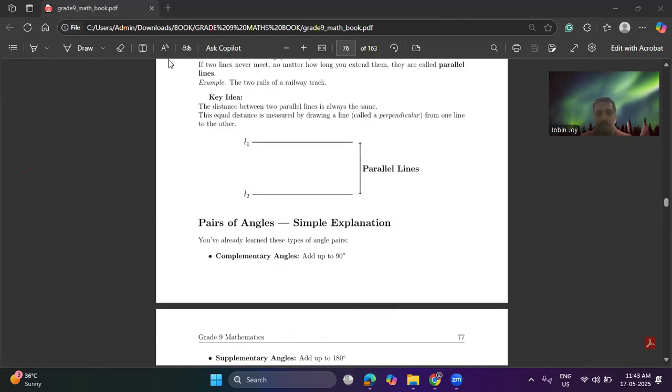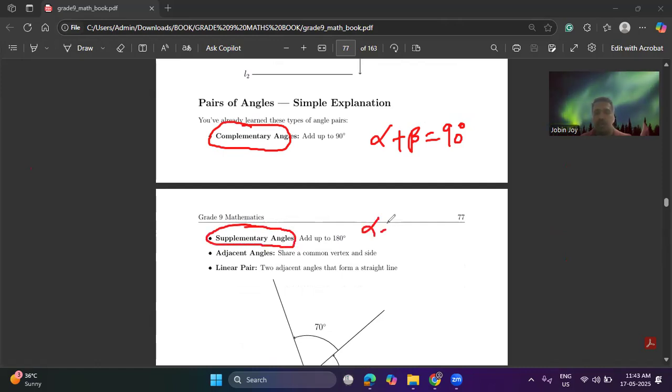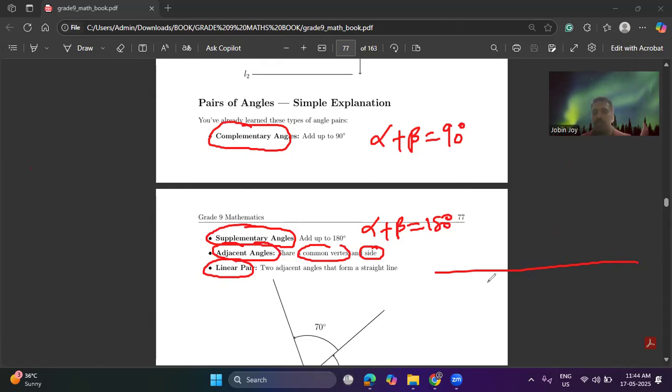Then we already discussed what is a complementary angle and a supplementary angle. When two angles add up to 90 degrees, that is called complementary. Supplementary means when you add alpha plus beta is equal to 180 degrees, then those angles are called supplementary angles. Adjacent means there is a common vertex and a common arm. Linear pair means two adjacent angles that form a straight line. That means the angle will be 180 degrees. That is called a linear pair.